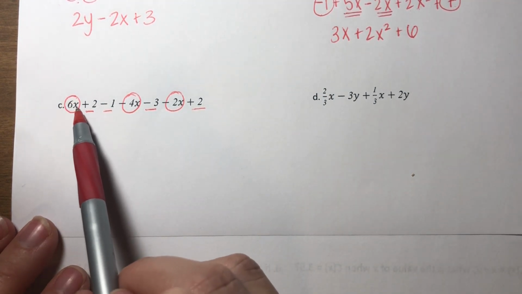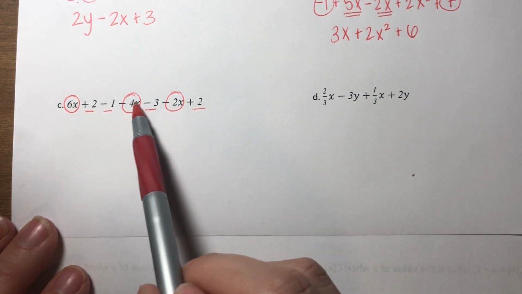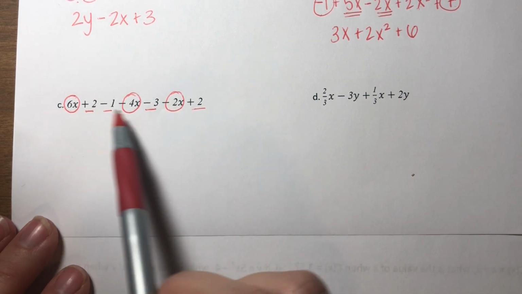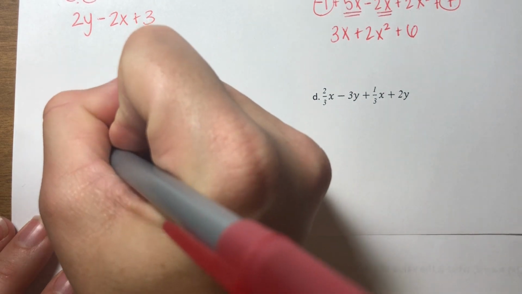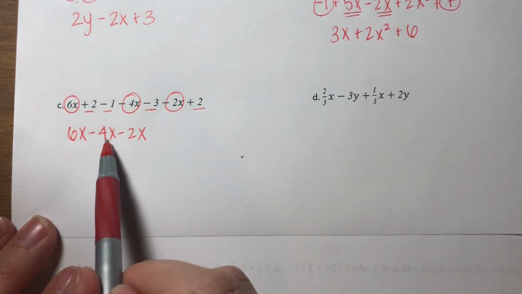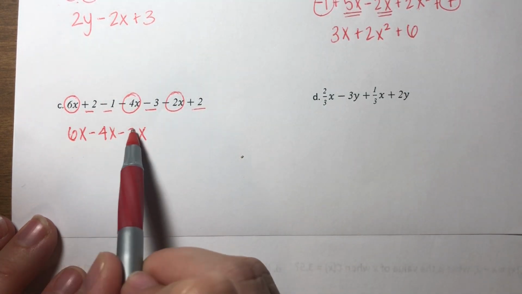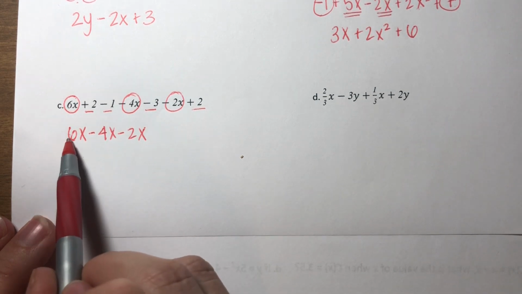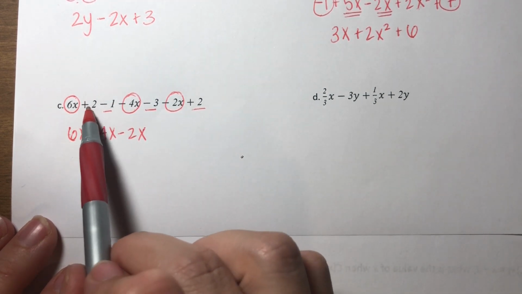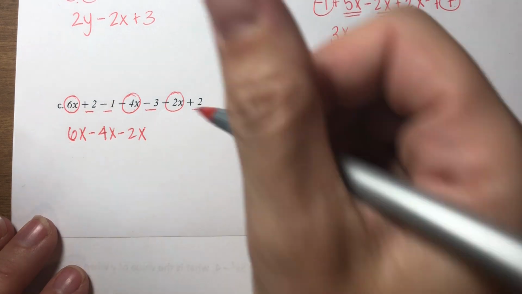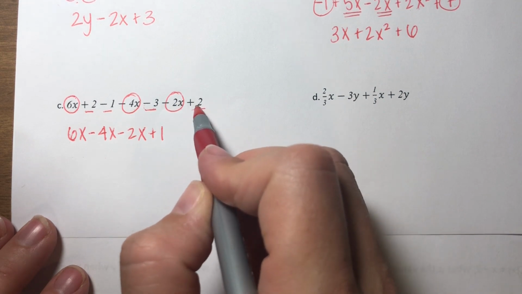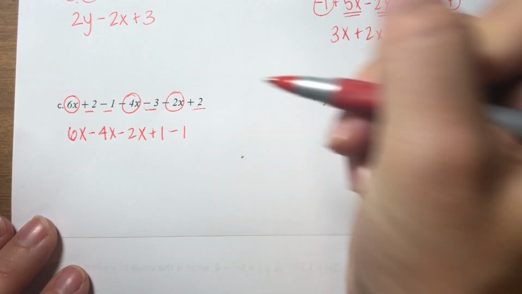So I've got 6 positive x tiles minus 4x, that would give us 2x, minus another 2x, that's going to give us 0. I'm just going to write it together so you guys can see this. So 6x minus 4x minus 2x, right? If you look at negative 4 and negative 2, that would be a negative 6. So positive 6 and negative 6, right? That's going to zero out right there. Here, I've got plus 2 and minus 1. So 2 minus 1 is plus 1. And then I've got a negative 3 and a positive 2. So that would give us a negative 1.